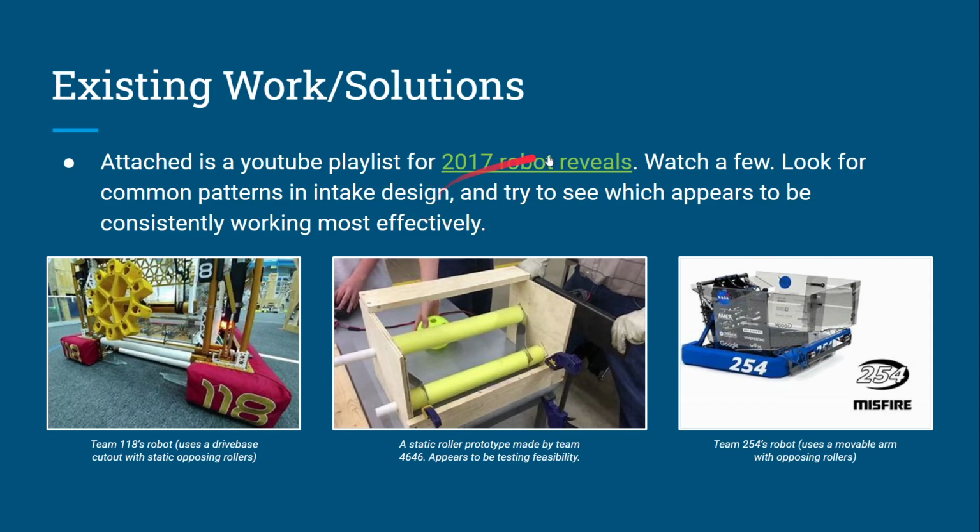But just go through and pick out a few highlights, like watch 2 or 3, and look at how people solve the intake problem, right? How do you get balls from the ground into your robot in mass quantities? And you're going to see a lot of the same patterns emerge. Now I have 3 main examples here, right?